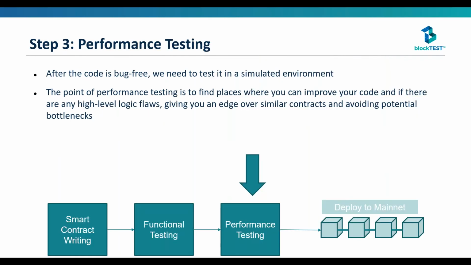And here comes step 3, performance testing. After functional testing, and after we make sure that the code is bug-free, we probably want to test it in a simulated environment, because by putting it in a simulated environment, we can improve our code and see if there are any high-level logic flaws, which would give you an edge over similar smart contracts and avoid potential bottlenecks. Say there's a function you define that actually takes longer than you expected, you can go into it, rewrite it, and see if you can make your contract more efficient and cost less in fees.